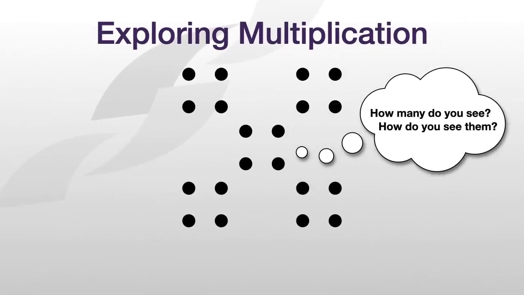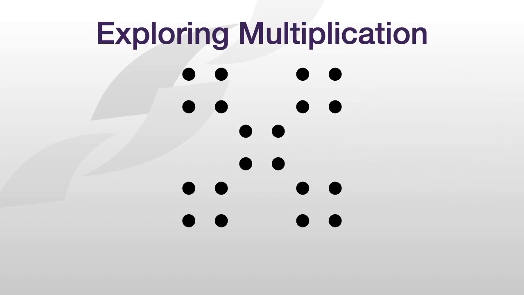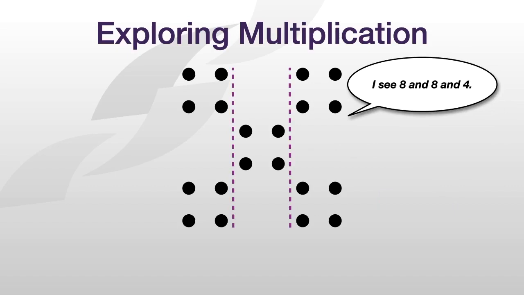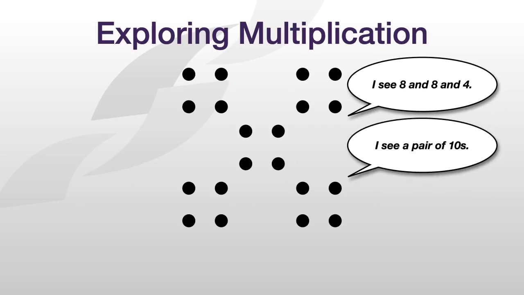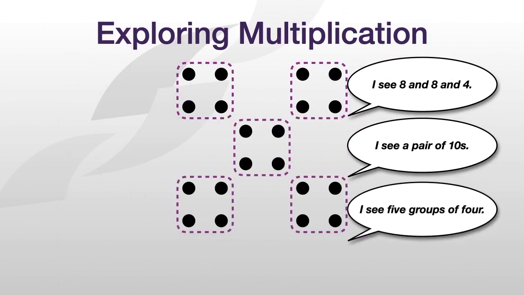How many do you see? How do you see them? You might have seen 8 and 8 and 4, or a pair of tens, or 5 groups of 4. This can be expressed as 5 times 4. 4 times 5 is also 20, but we'll save this expression for describing 4 groups of 5.